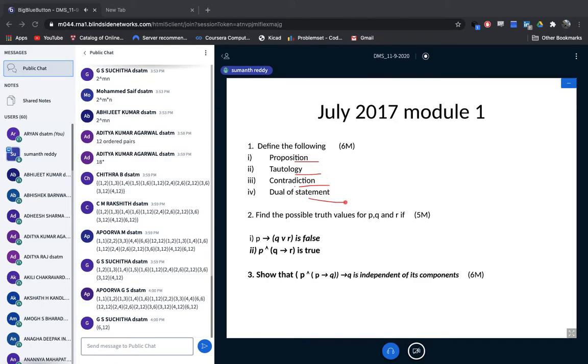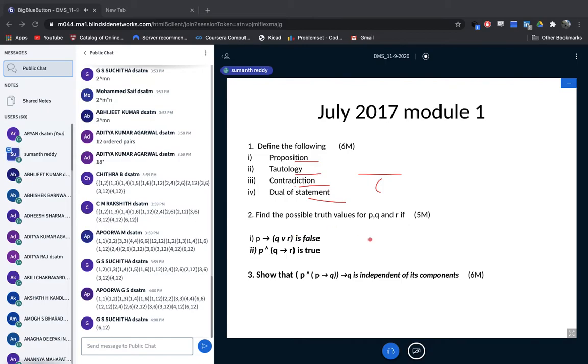And the dual of the statement, already I have told you. Just by interchanging conjunction, disjunction, tautology, contradiction, vice versa, in a compound proposition, we get the dual of the statement. So for that, you just have to give one compound proposition example, and later you have to find the dual of that one. Okay, then you will get full marks.